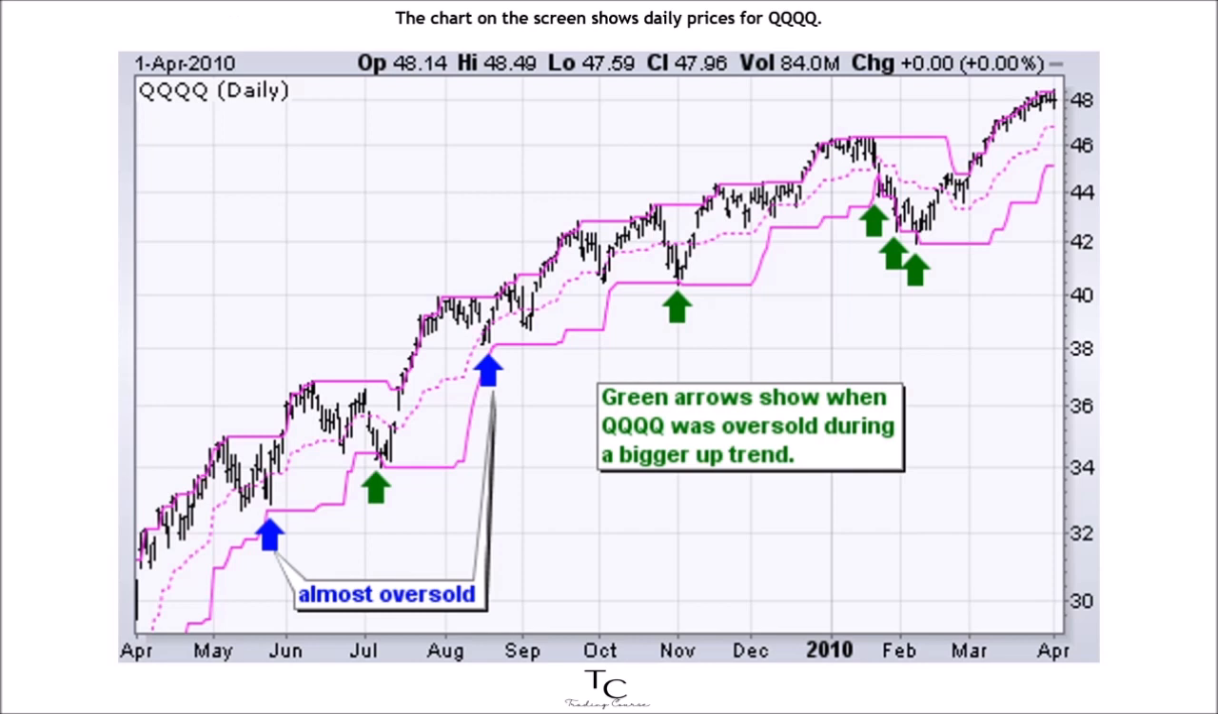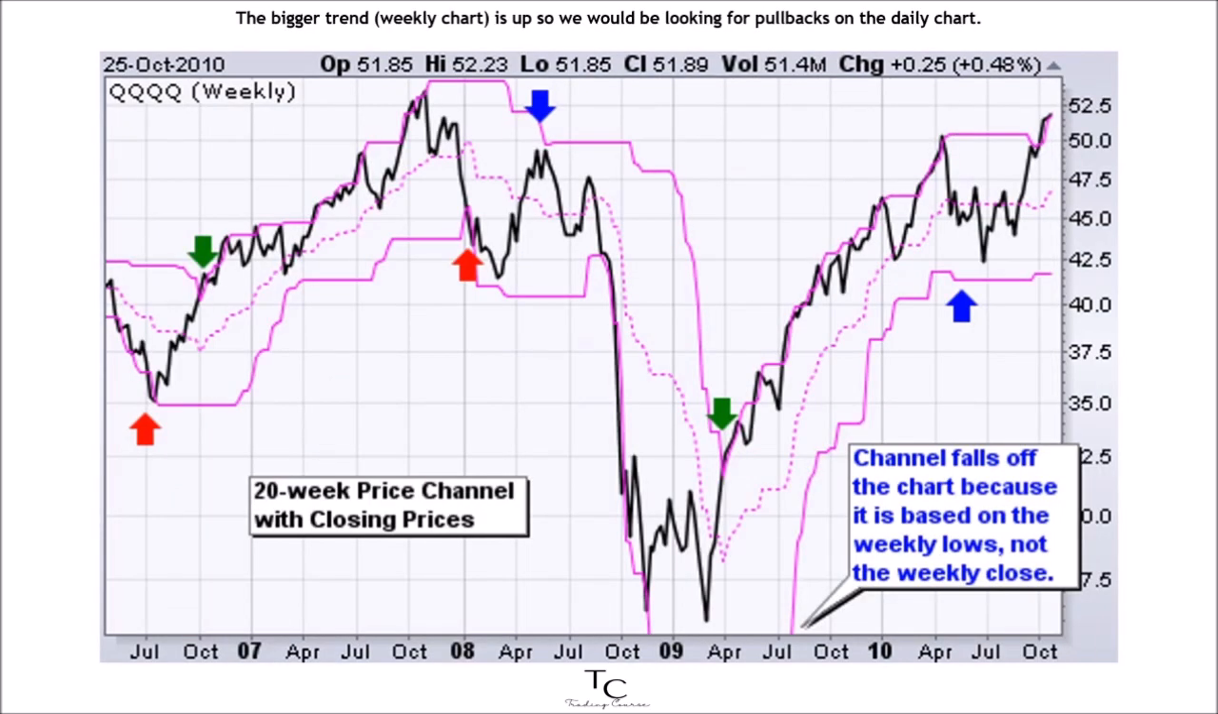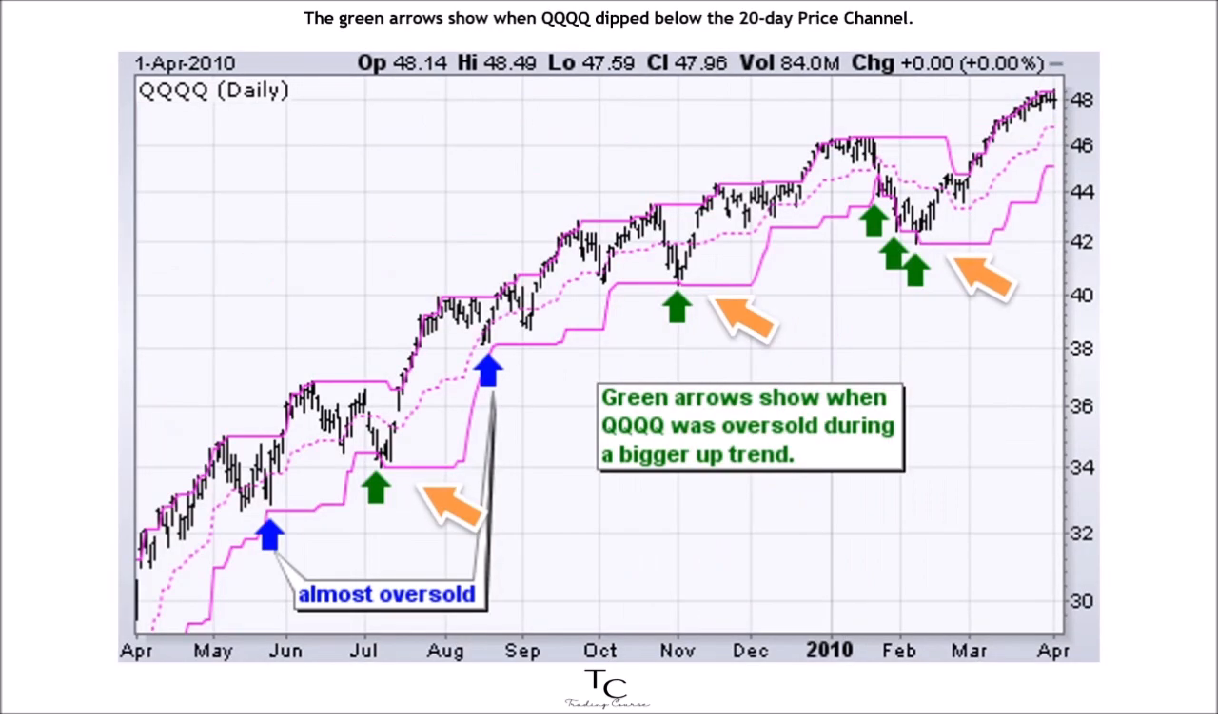The chart on the screen shows daily prices for QQQQ. The bigger trend, weekly chart, is up, so we would be looking for pullbacks on the daily chart. The green arrows show when QQQQ dipped below the 20-day price channel.